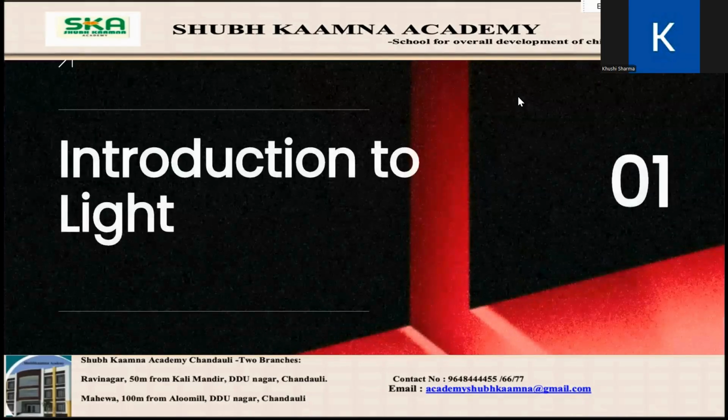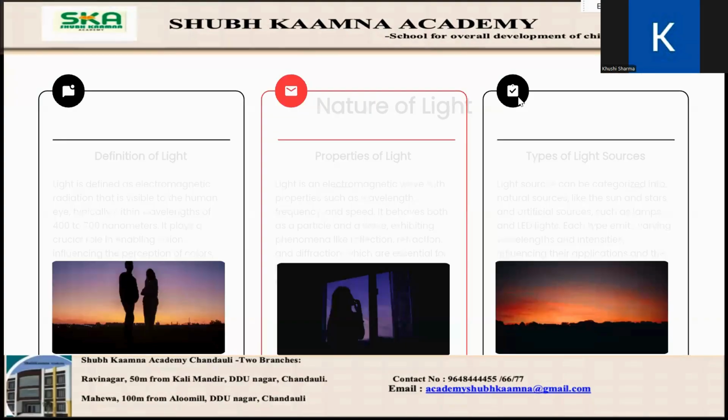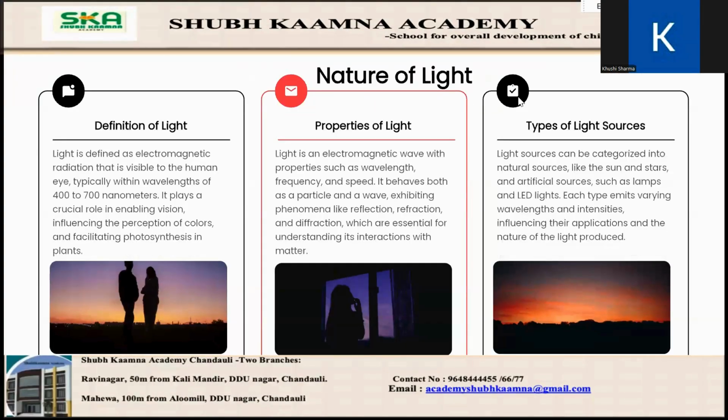Let's start with the superhero of today's topic, light. Light is a form of energy that helps us see the world around us. Without light, total darkness. No color, no vision, no shadows. Some cool facts. The sun is the biggest natural source of light. Light travels in a straight line. It moves faster than anything else, around 3 lakh kilometers per second.